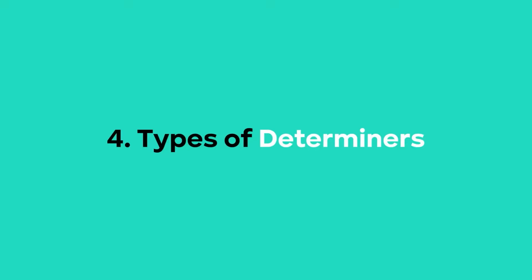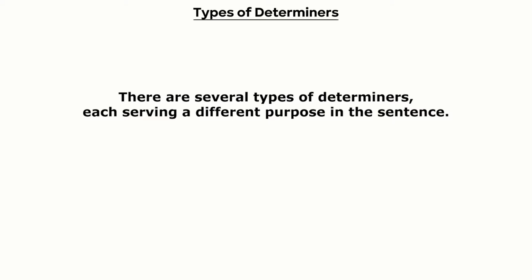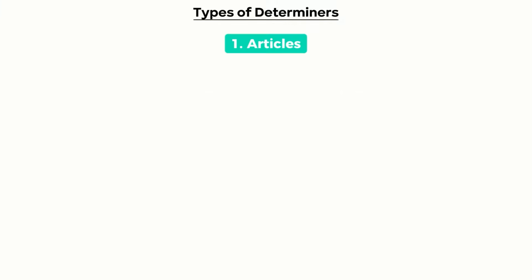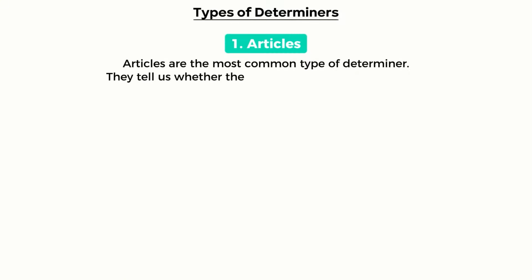Types of determiners. There are several types of determiners, each serving a different purpose in the sentence. Let's explore each type in detail. 1. Articles. Articles are the most common type of determiner. They tell us whether the noun is specific or non-specific.